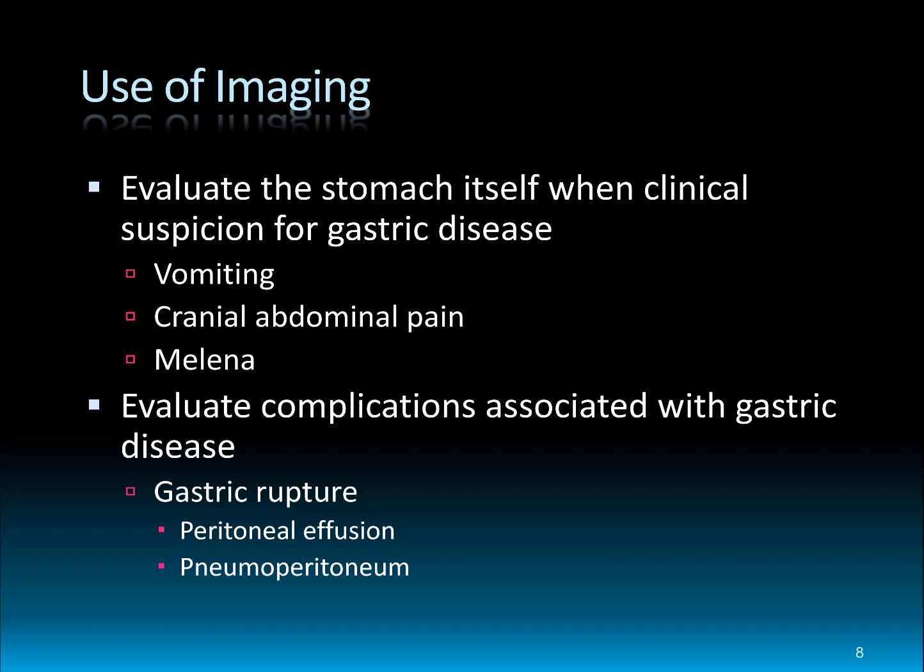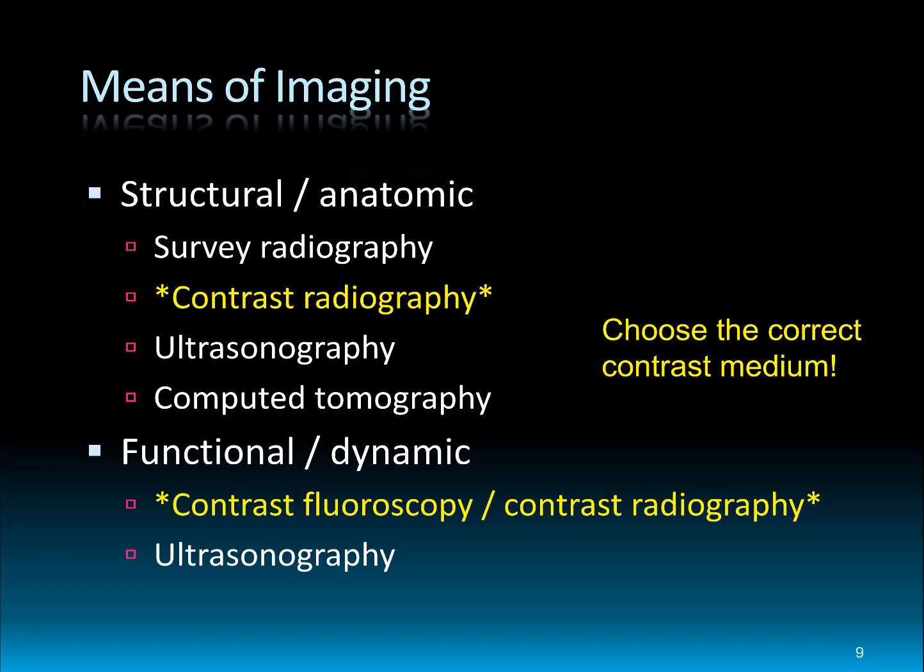And you can also use radiographs or other imaging to evaluate any complications that may be associated with diseases of the stomach, such as peritoneal disease secondary to gastric rupture. We have a number of means of imaging the stomach. Survey radiography is always a first step, or most of the time a first step. Contrast radiography, contrast fluoroscopy are going to be really important as well.